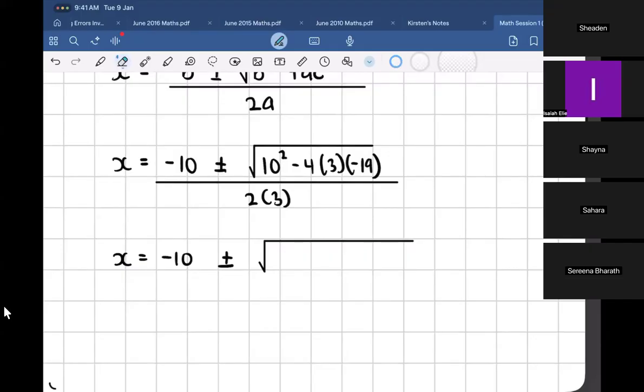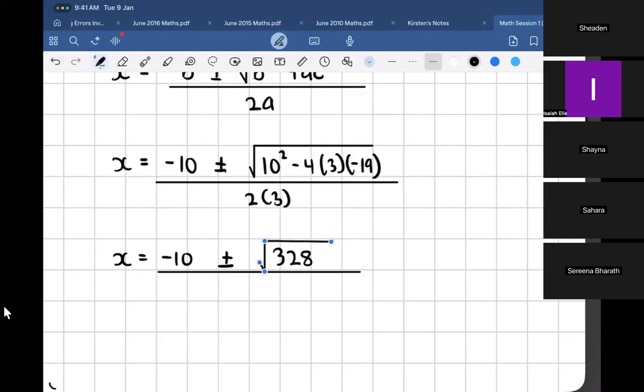So 4 by 3 is 12. 12 by 19. Okay, that will be 228. 328 is what you get? Yes. Okay, nice. I still have it.